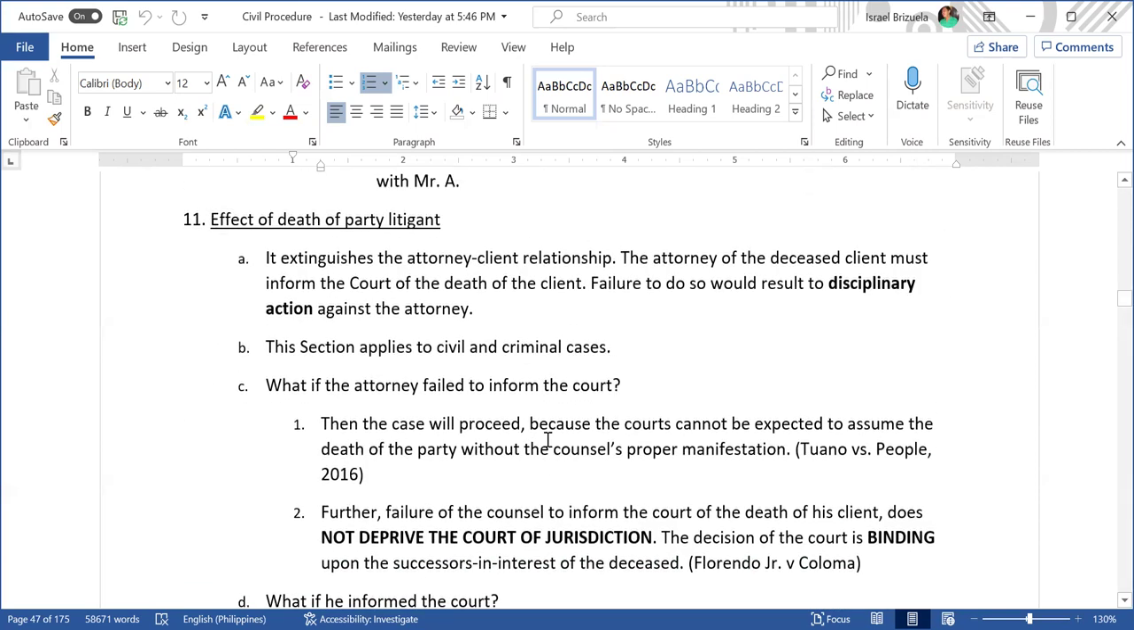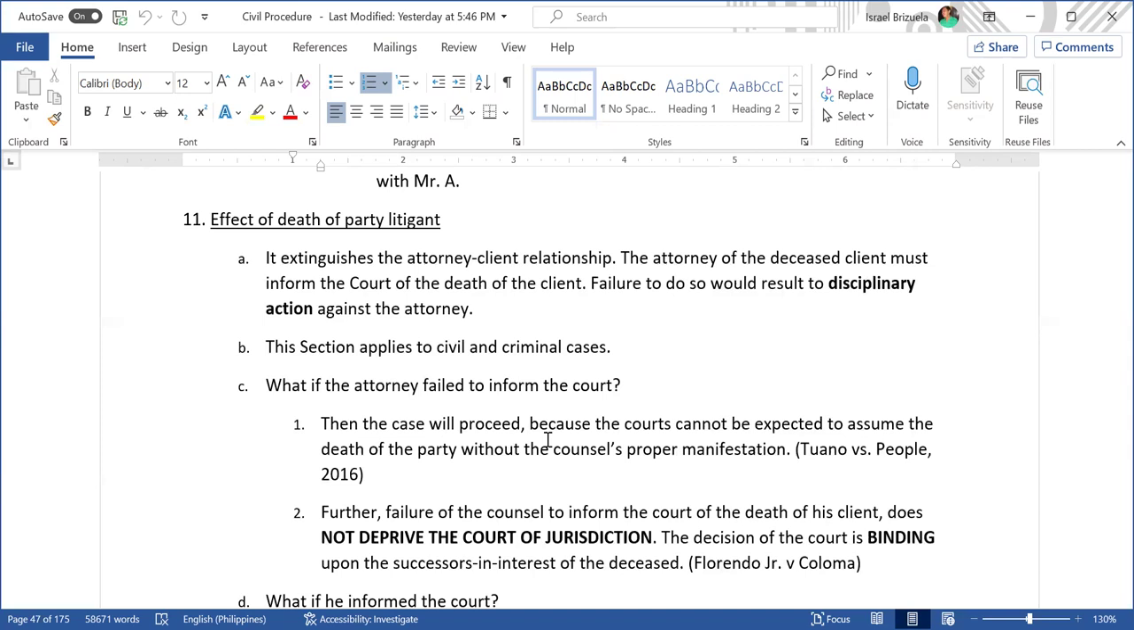11. Effect of death of party litigant. It extinguishes the attorney-client relationship. The attorney of the deceased client must inform the court of the death of the client. Failure to do so would result in disciplinary action against the attorney. This section applies to civil and criminal cases.